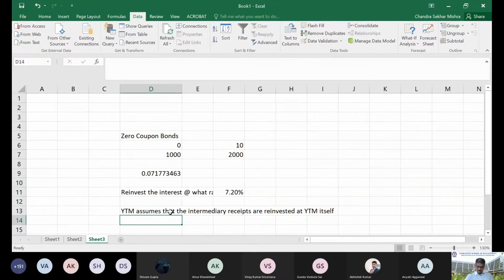So next we go to a concept called holding period yield.